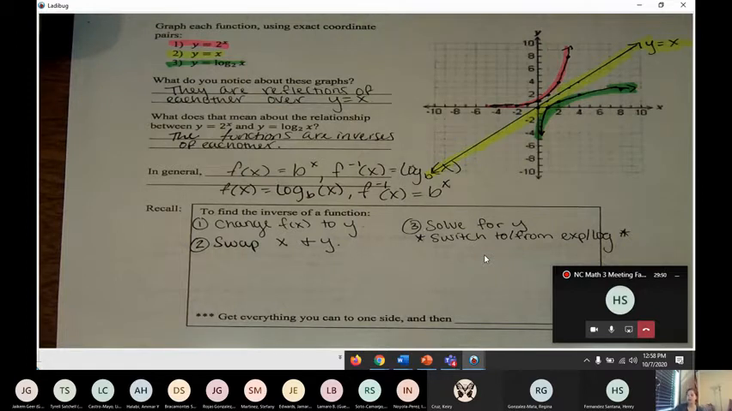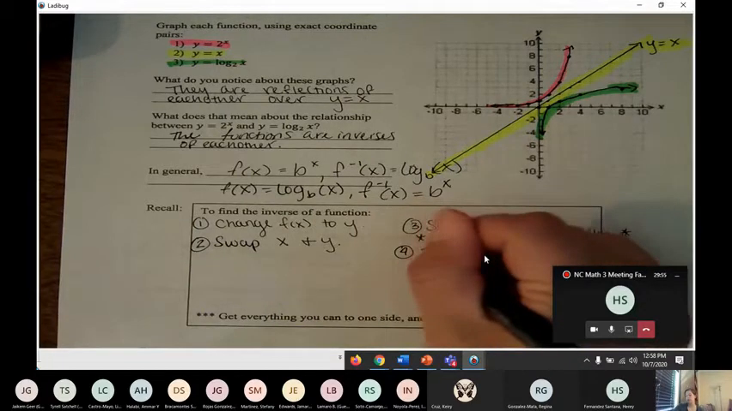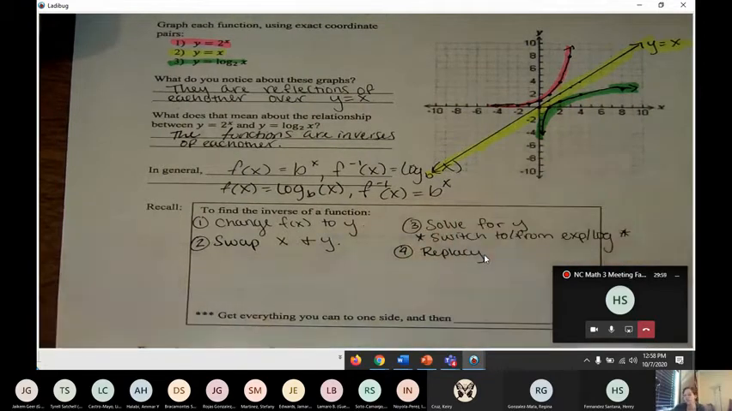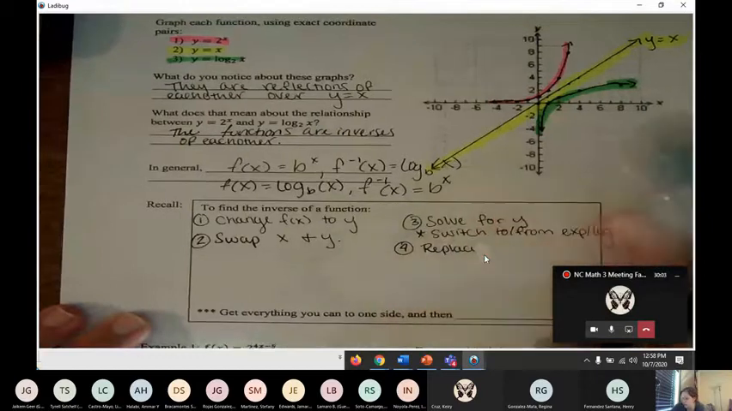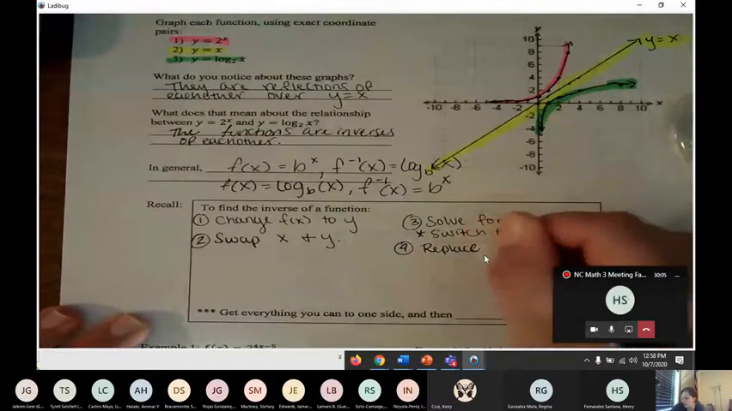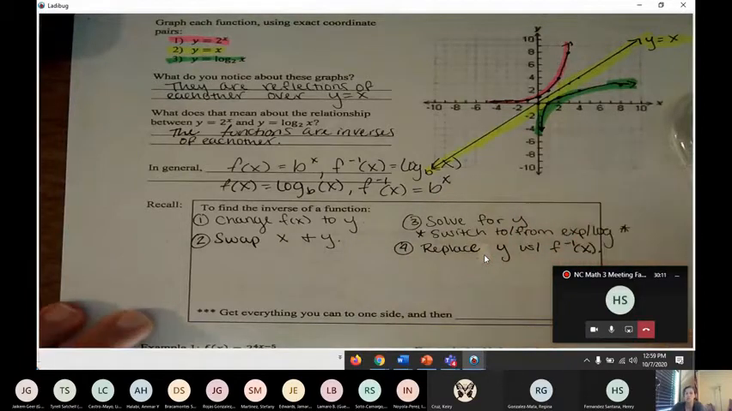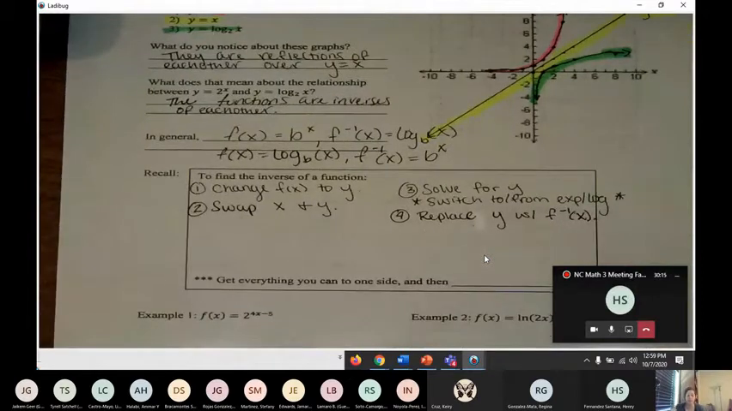And the very last step here was to replace, oops, I can't spell. Replace y with f inverse of x. Okay, so those are the 4 steps. We've already talked about them.